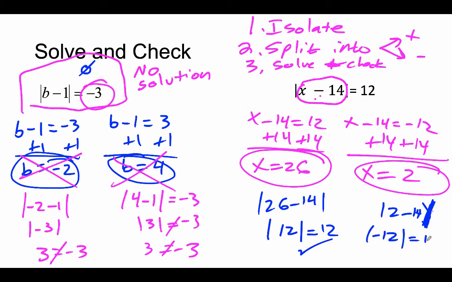Negative 12 is 12. Absolute value of negative 12 is 12. Yep. And we're good. We're doing great. Ratios, next thing. So I think that absolute value was 2.5. Now we're going to do 2.6.